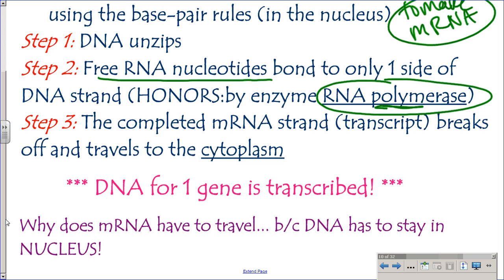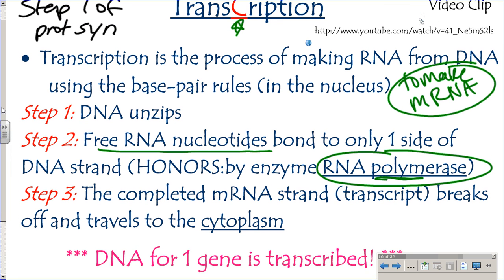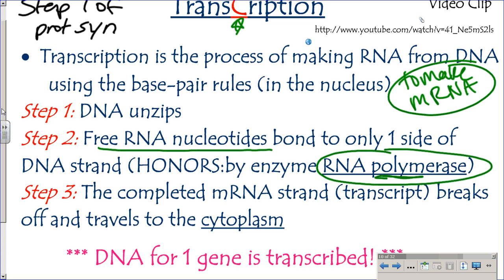After this, it's going to the cytoplasm for part 2. Thumbs up if you're good here. Yes, ma'am. At the top of your row, it says step 1 of protein synthesis. Is that just a bullet point? No, this whole process is the first part of protein synthesis. Part 1 of protein synthesis. It's called transcription.